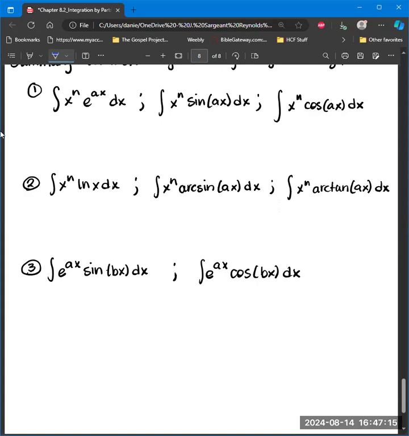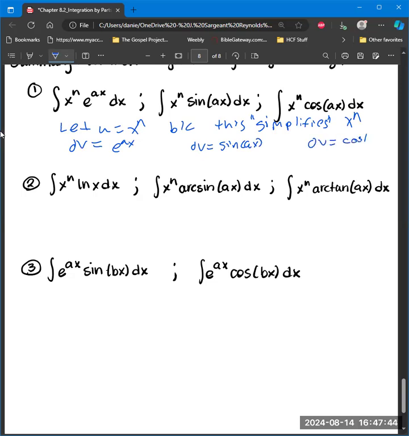So in these cases up here, let u be equal to x to the n, because this simplifies x to the n, and let dv be equal to e to the ax this time, let dv be equal to sine of ax this time, and let dv be equal to cosine of ax this time. Liate takes care of all that for you. If you remember Liate, it tells you what to do. In this case, u has to be ln of x, and dv has to be x to the n.